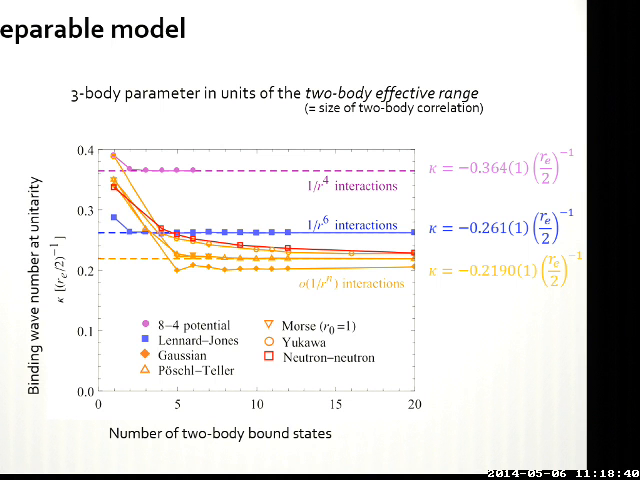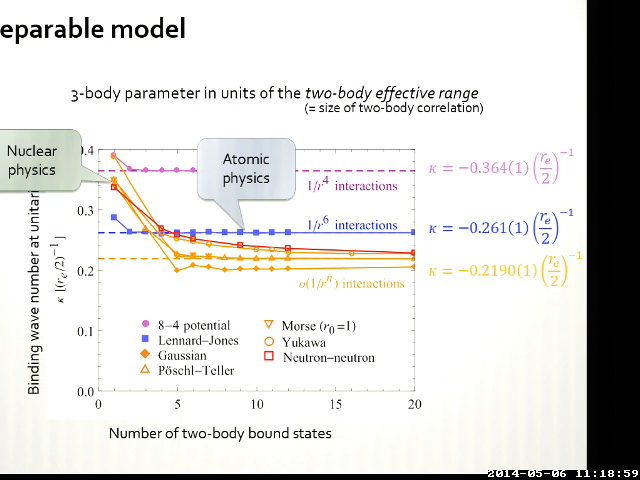So this is why we say that there are different classes of universality of this three-body parameter. By the way, this region here corresponds to the typical situation in atomic physics. This region here corresponds to the typical situation in nuclear physics, where you have very short-range potentials with a few bound states. And this, I don't know if any of you have some idea of what physical system it could correspond to, then it would be very nice if this could be seen experimentally.